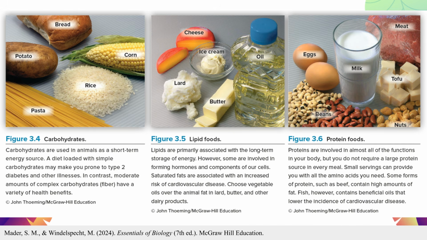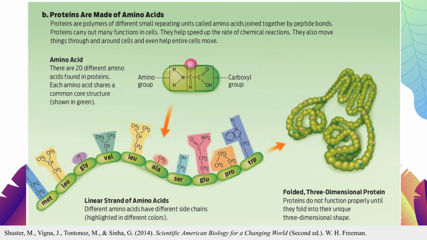Carbohydrates are found in foods like rice, bread, fruits, vegetables, and grains. Lipids, or fats, come from oils, nuts, seeds, dairy products, avocado, and fatty fish. Proteins are obtained from animal sources such as meat, fish, eggs, and milk, as well as plant sources like beans, lentils, and tofu. Proteins are composed of amino acid chains that fold into specific shapes. This folding determines how each protein functions.